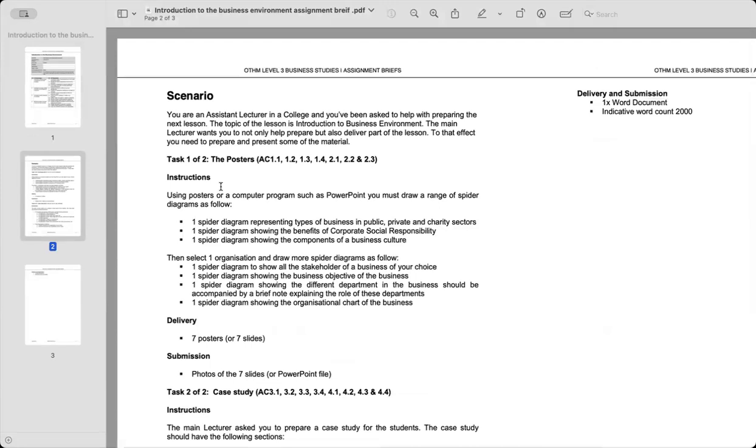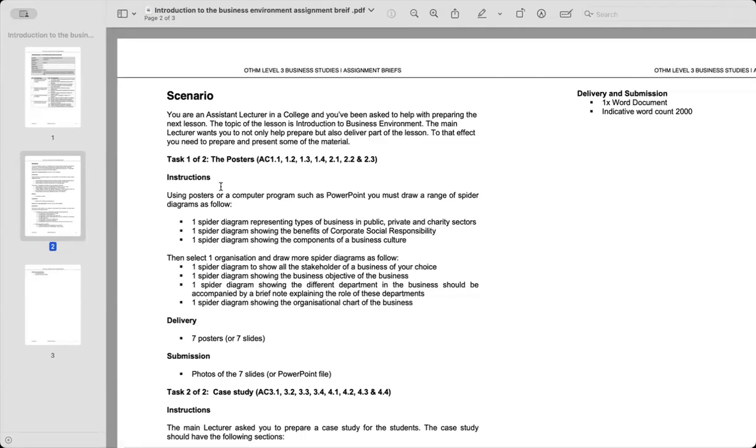So here, this is your brief, I mean your assignment. Now we will discuss two tasks. There are two tasks for your assignment, designed to help you understand key concepts within the business environment. The first task involves creating and presenting a series of spider diagrams. The second task requires you to prepare a case study, which includes a FAQ, frequently asked questions section, and business analysis.